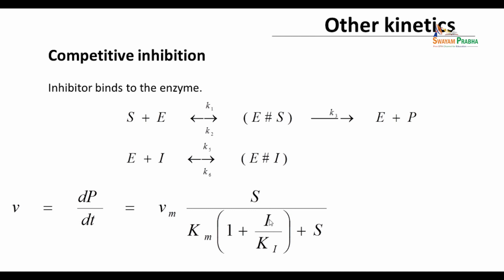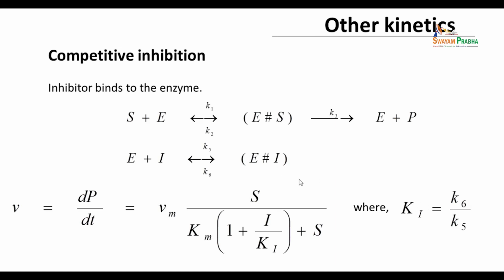I is the inhibitor concentration. In other words, the Km earlier has been modified with this term to give us Km into (1 plus I by Ki). Therefore, in the case of competitive inhibition, the Km gets modified. The mechanism, of course, the inhibitor binds to the enzyme, and that's how it is competing with the substrate for the enzyme and thereby hinders the reaction. And in the case of the rate expression, the variation is only in Km. Vm remains intact.